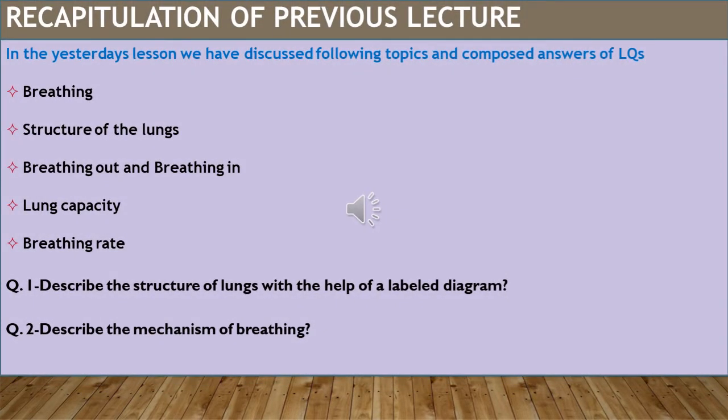So let us start with a recap of the previous lecture. In yesterday's lesson we discussed the following topics: breathing, structure of the lungs, breathing out and breathing in, lung capacity, breathing rate, and we composed answers of the following long questions. Q1, describe the structure of lungs with the help of a labeled diagram. Q2, describe the mechanism of breathing.